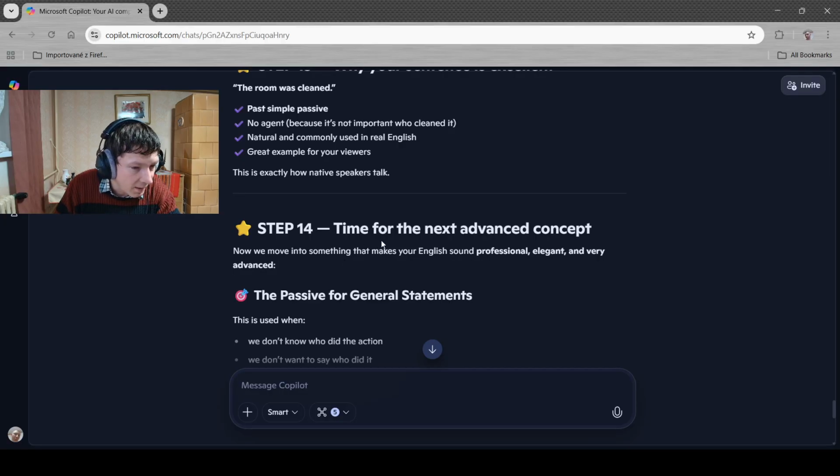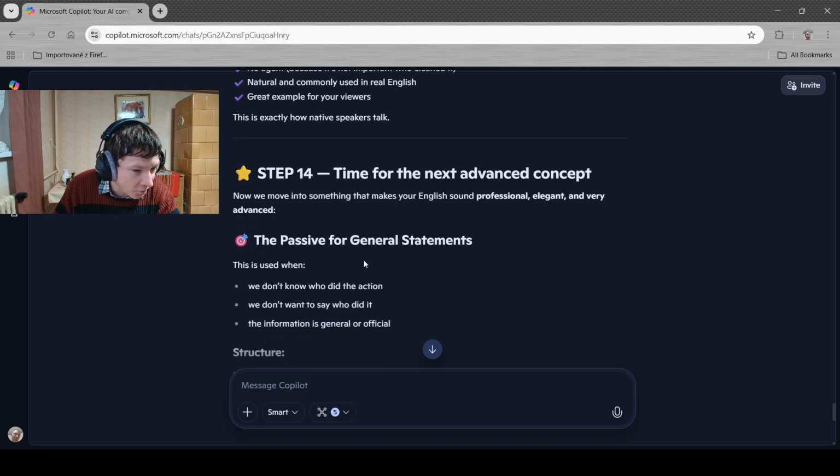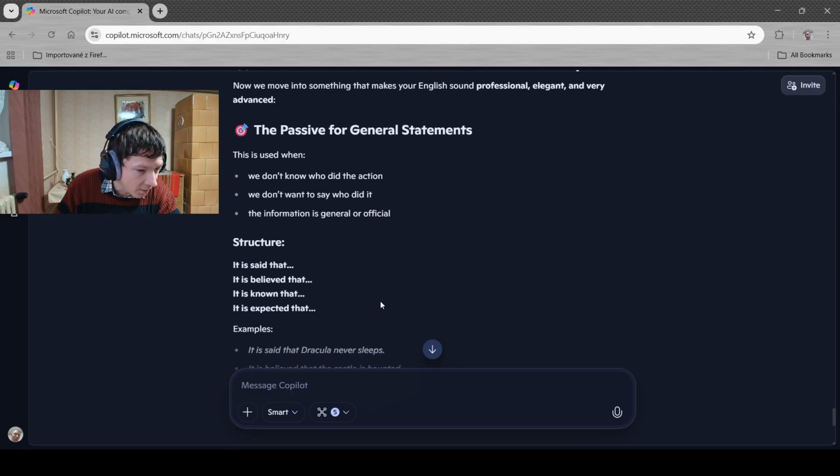Step 14. Drive for the next advanced concept. Now we move into something that makes your English sound professional, elegant, and very advanced. The passive for general statements. This is used when we don't know who did the action. We don't want to say who did it. The information is general or official. Structure. It is said that, it is believed that, it is known that, it is expected that.